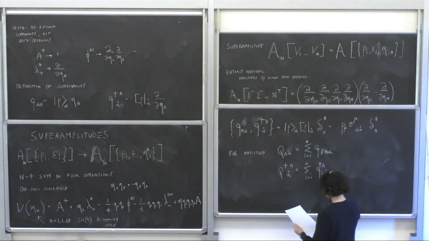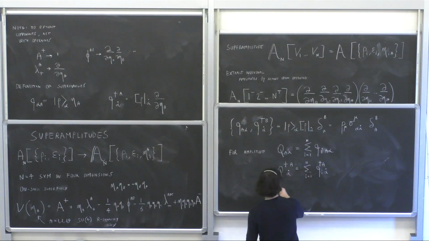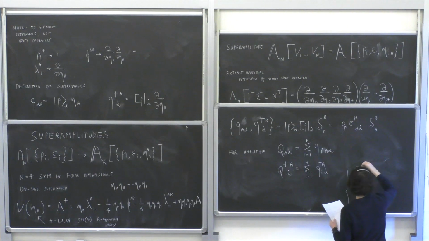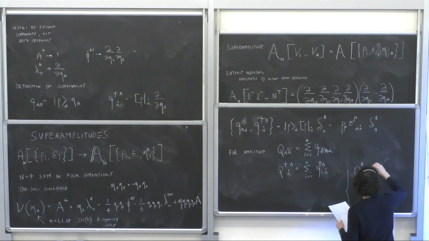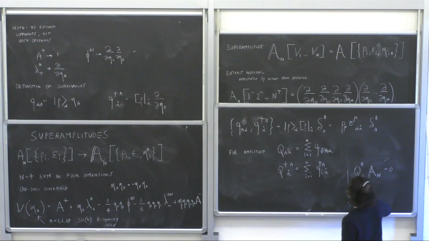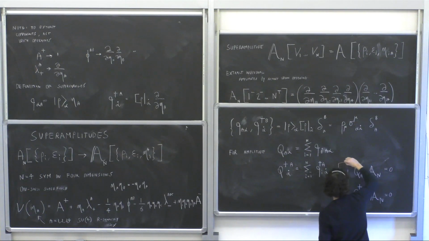So the super amplitude needs to obey, and this is a natural point to stop for a second, but we want to impose that the super amplitude is supersymmetric in the sense that by acting with the charges which we have defined, here I have to be careful about high-low indices, we want this to be equal to 0.